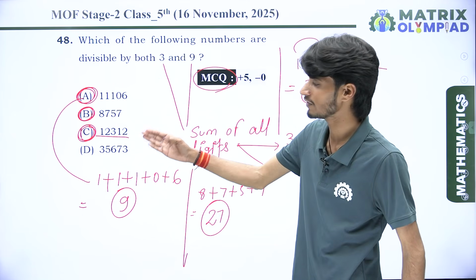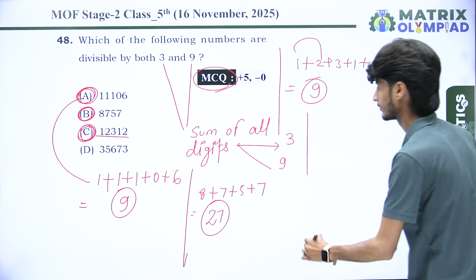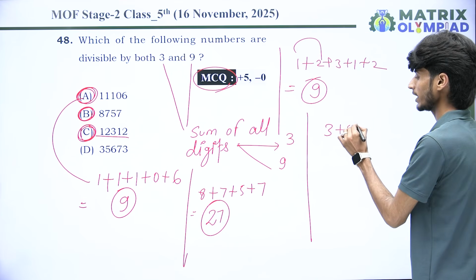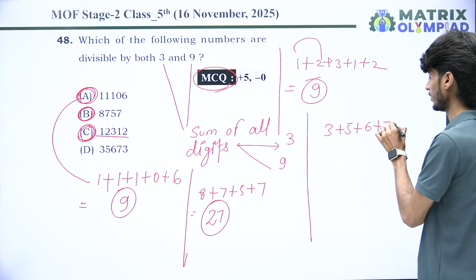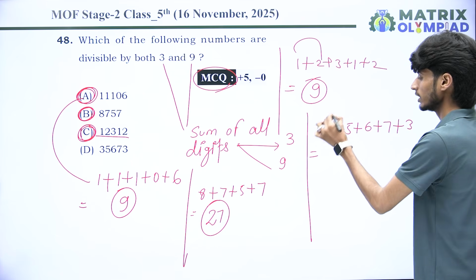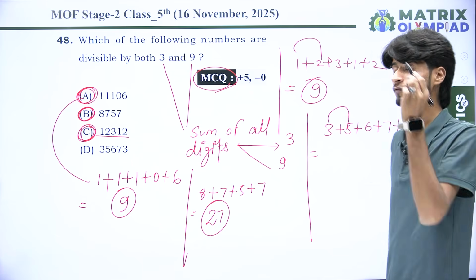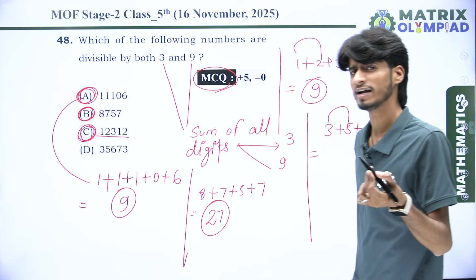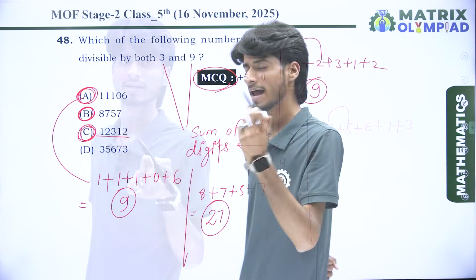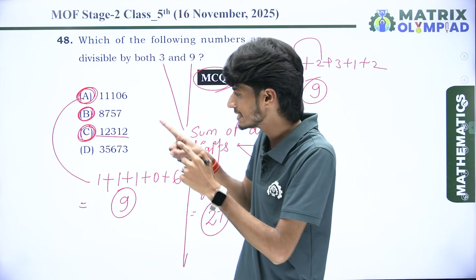Now we are having 3, 5, 6, 7, 3. Look, 3 and 5, 8. 8 and 6, 14. 14 and 7, 21. 21 and 3, 24. Now we take option D. Is it correct or not?